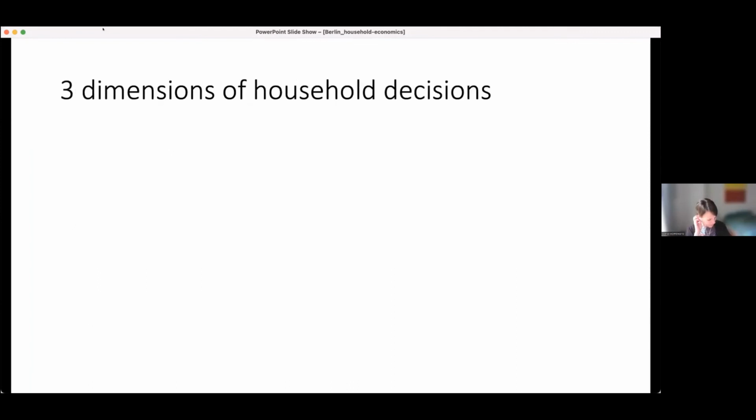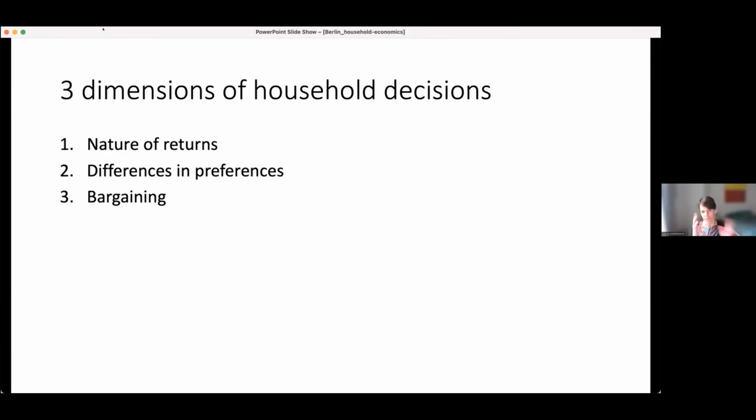Okay, so what do we now say in this chapter? We start by saying that when we think about household decisions, specifically with respect to the labor market, there are three things that we have to keep in mind. These are basically how we term them. The first thing is, what do we bargain about, or what is the decision about? So it is the nature of the returns.